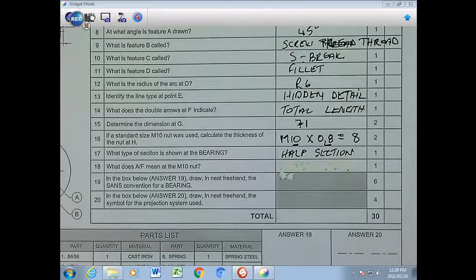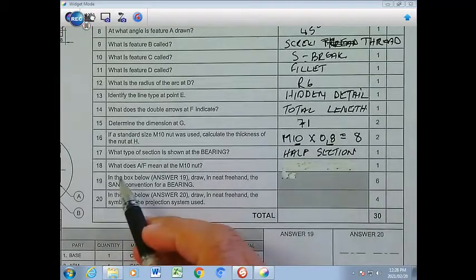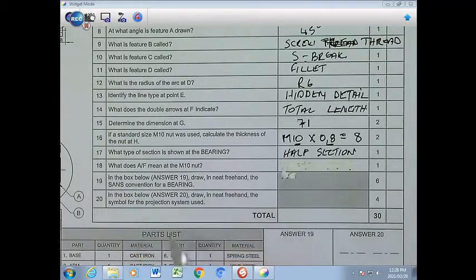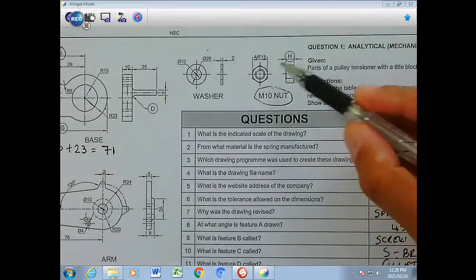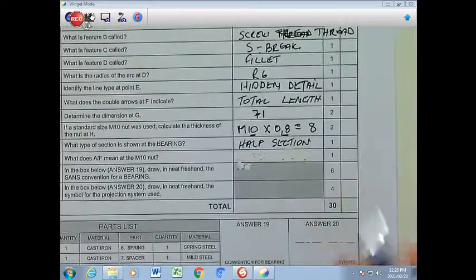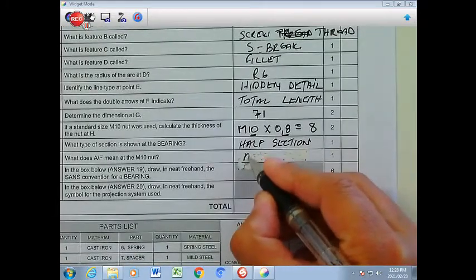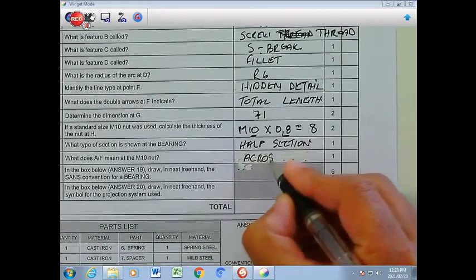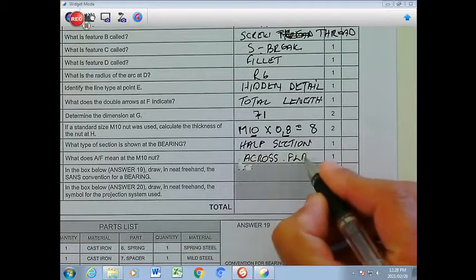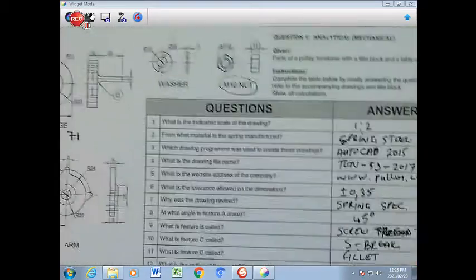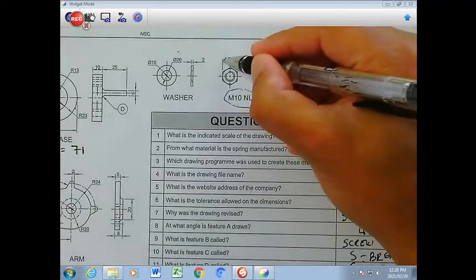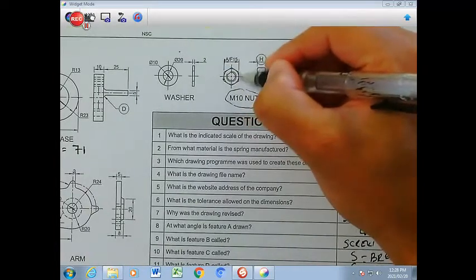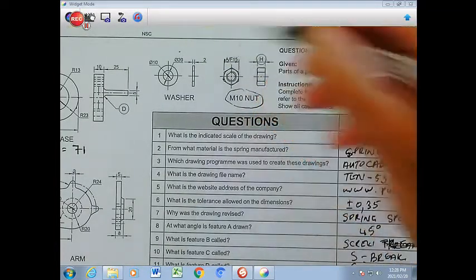We look at question number 18. What does AF mean at the M10 nut? So we're going to go and scroll up. It is found right there, AF15. That AF means across flat. It's basically, if you look at it, the distance from that flat part there to this flat part over here is 15 millimeters.